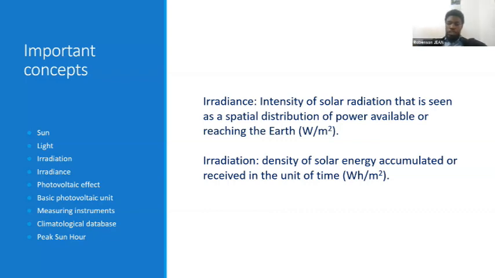So what arrives on the Earth's surface? On a given surface, we have an amount of power that a captor can receive. But when we have this power over time, we have energy. That's why the unit for irradiation is watt-hour per square meter.